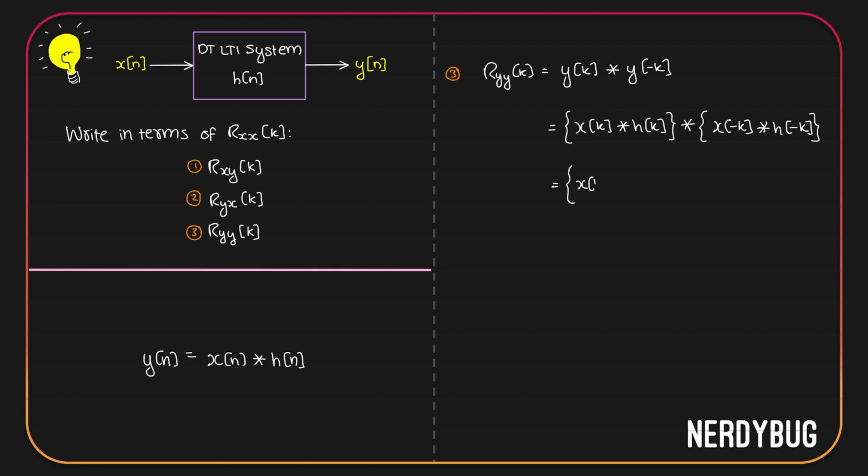So let's take x of k with x of minus k and h of k with h of minus k. This will be the autocorrelation of x of n. This will be the autocorrelation of h of n. So ryy of k is the convolution of autocorrelation of x of n and autocorrelation of h of n.